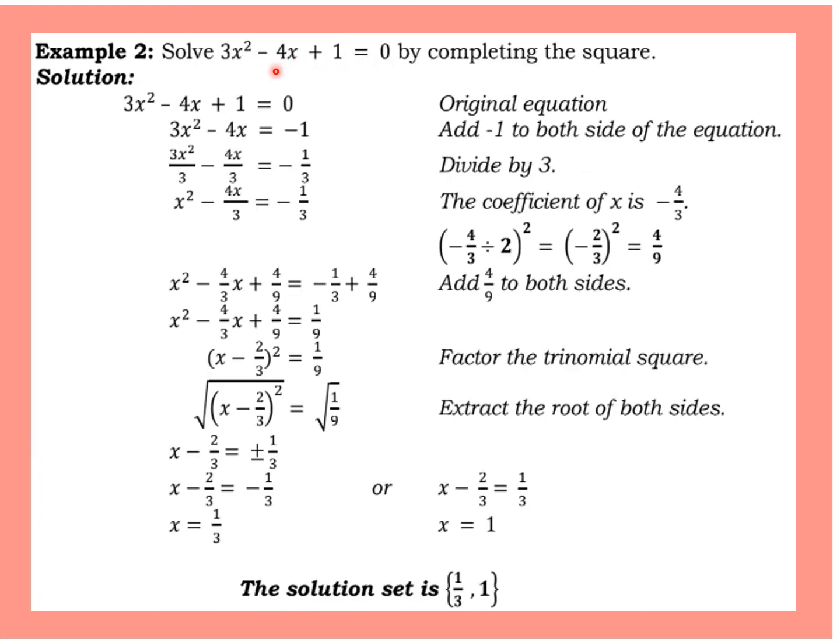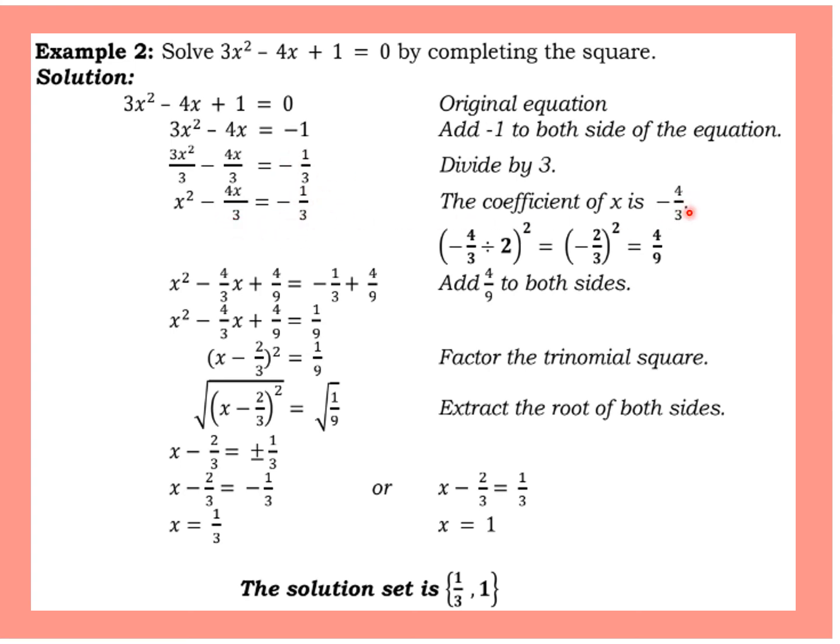So another example is 3x² - 4x + 1 = 0 by completing the square. So this one is the original equation. We need to transpose positive 1 to the other side, so magiging negative 1. And then we need to remove the numerical coefficient of the x². So we need to divide both sides by 3. Magiging x² - 4x divided by 3 is equal to negative 1/3.